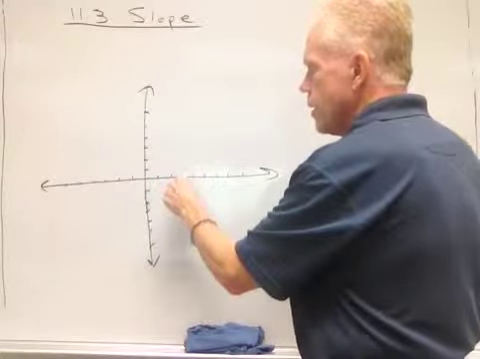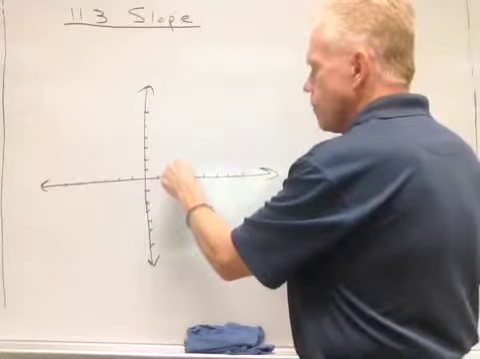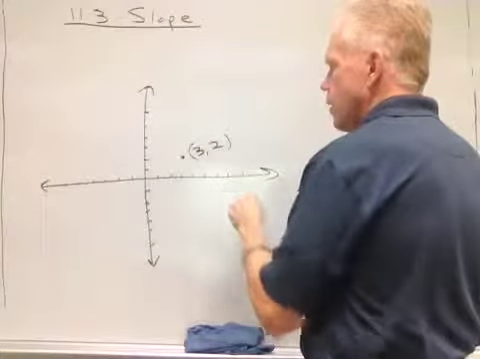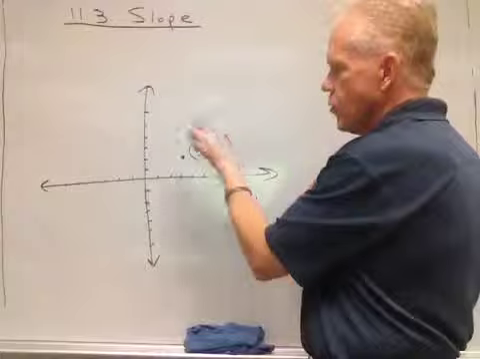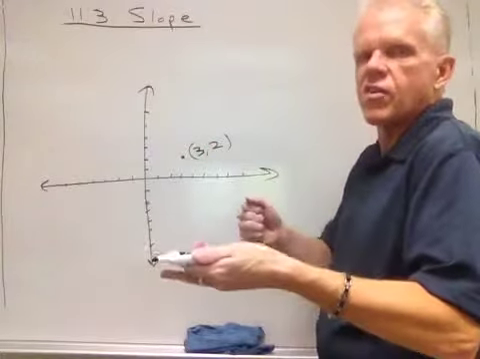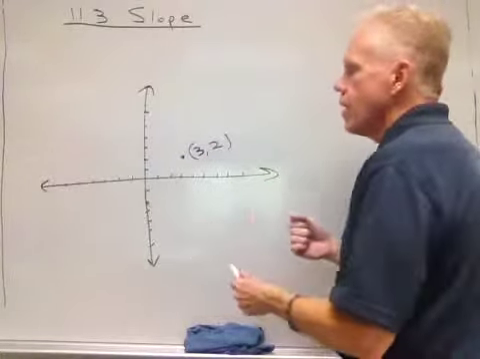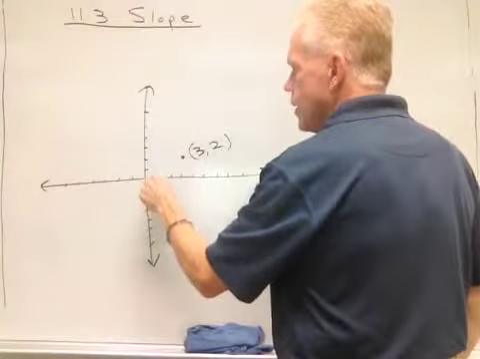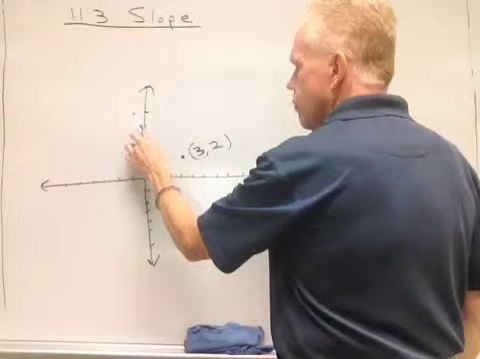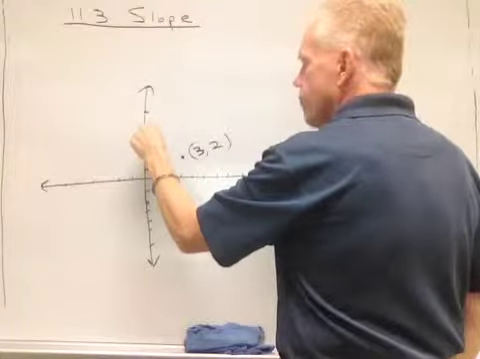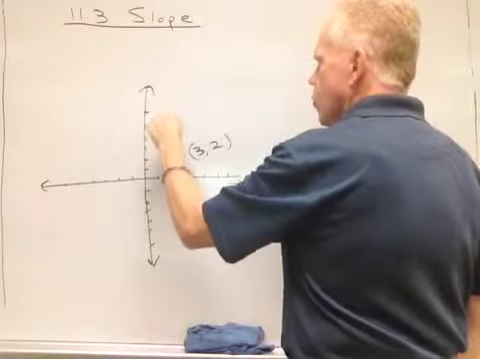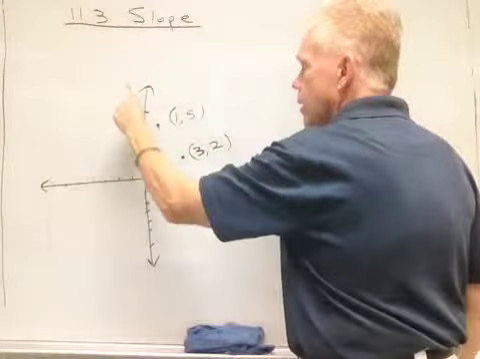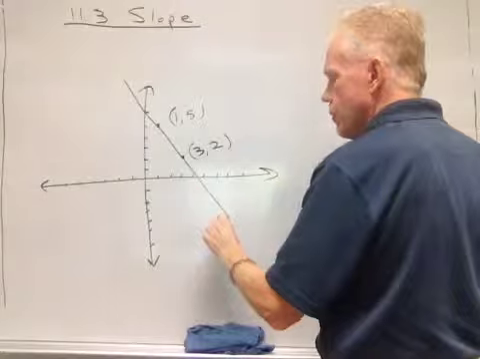So we'll make 3, 2. All right, there's a point. That's an ordered pair solution to some equation. I don't know the equation, but it doesn't matter right now. All right, let's get another point. This point would be maybe 1, 5 right there. Let's draw a line. Beautiful.